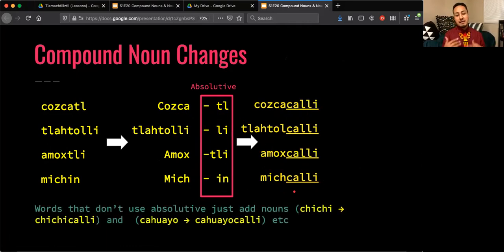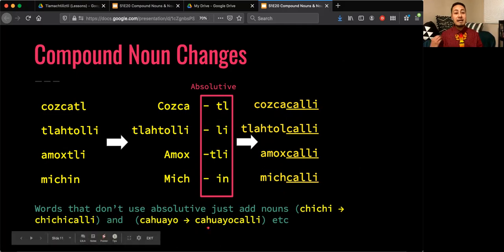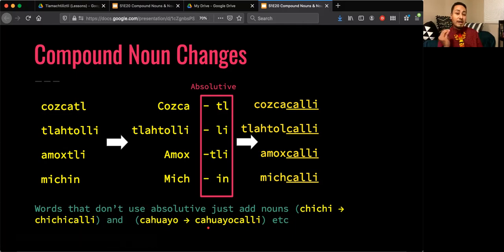There are other words, like I've told you in the past, that don't have those absolutive endings. In those cases, you just add calli to the end. So if you wanted to say a dog house, you would say chichicalli. And if you want to say something like a stable, maybe a building for a horse, you could call it a caballocalli.